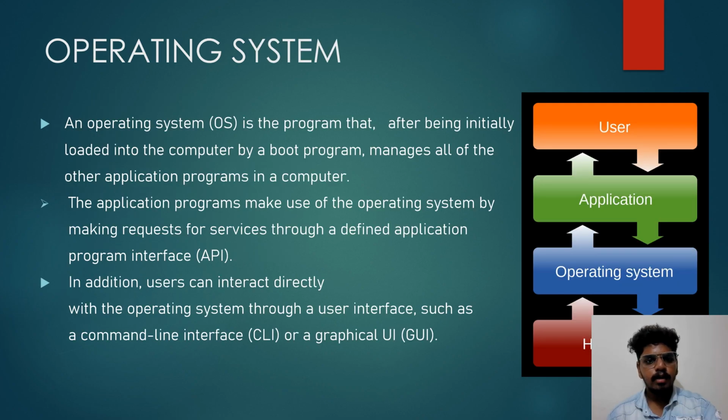Operating system. An operating system is a program that, after being initially loaded into the computer by a boot program, manages all of the other application programs in a computer. The application programs make use of the operating system by making requests for service through a defined application program interface. In addition, users can interact directly with the operating system through a user interface such as a command line interface or a graphical user interface.